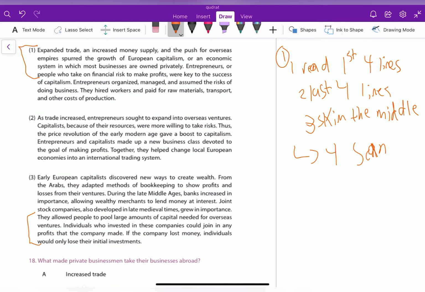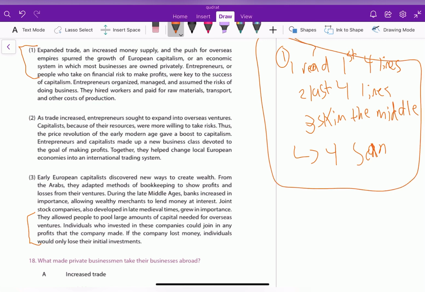Okay, let's go back. Now we read the first 4 lines. Let's scan the rest. As trade increased, entrepreneurs sought to expand in overseas ventures. They allowed people to pool large amounts of capital needed for overseas ventures. Individuals who invested in these companies could join in any profits that the company made. If the company lost money, individuals would only lose their initial investment. So we went by this method.